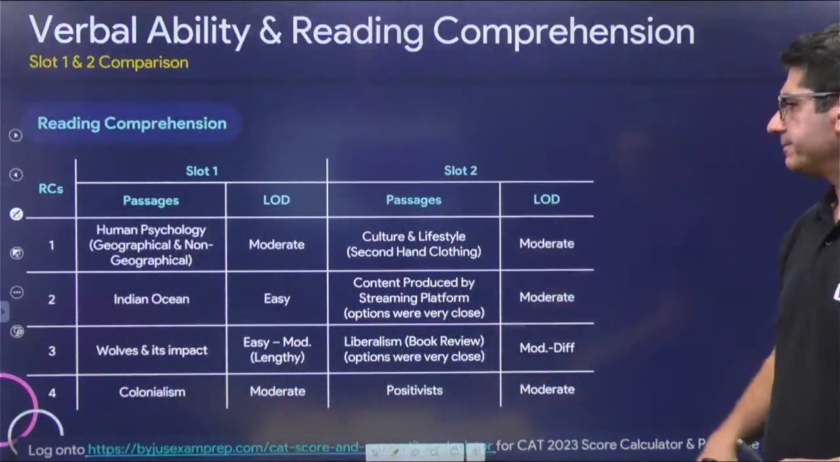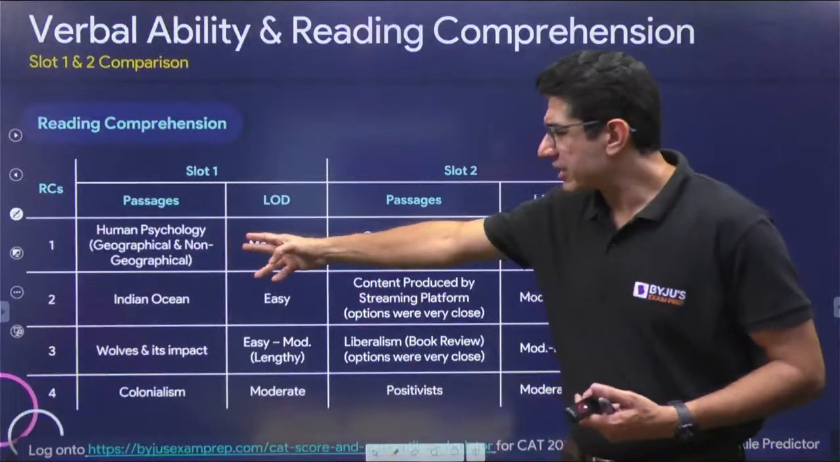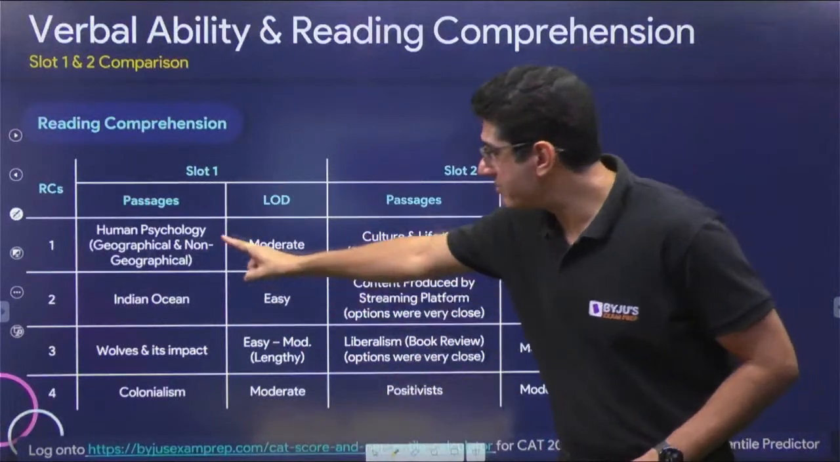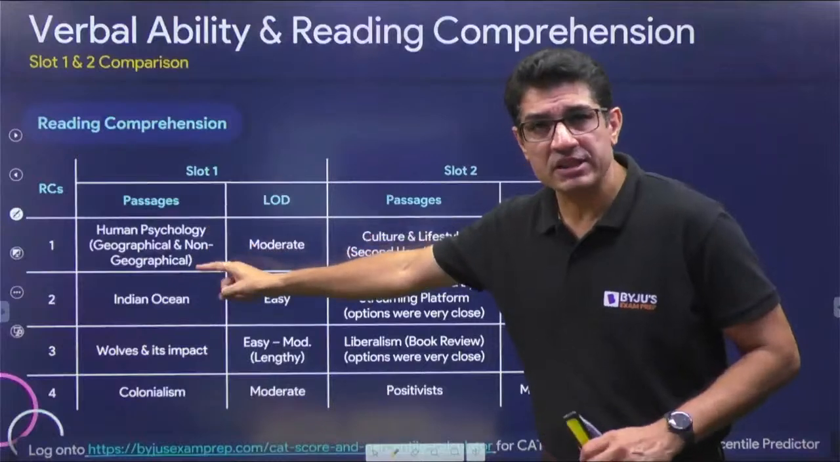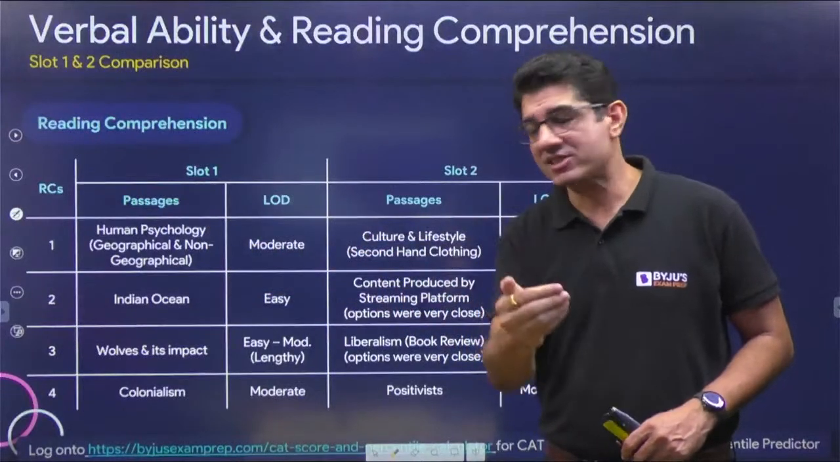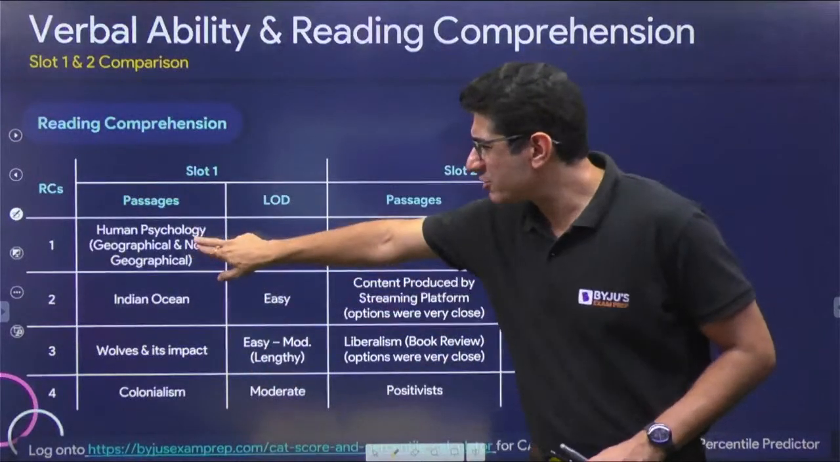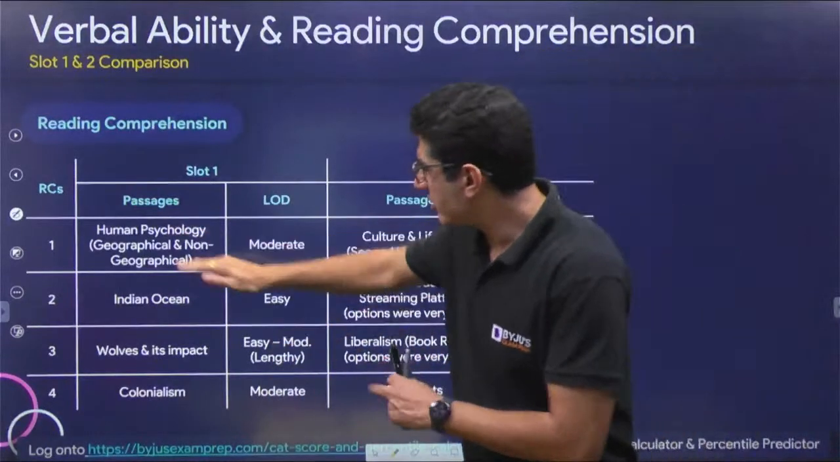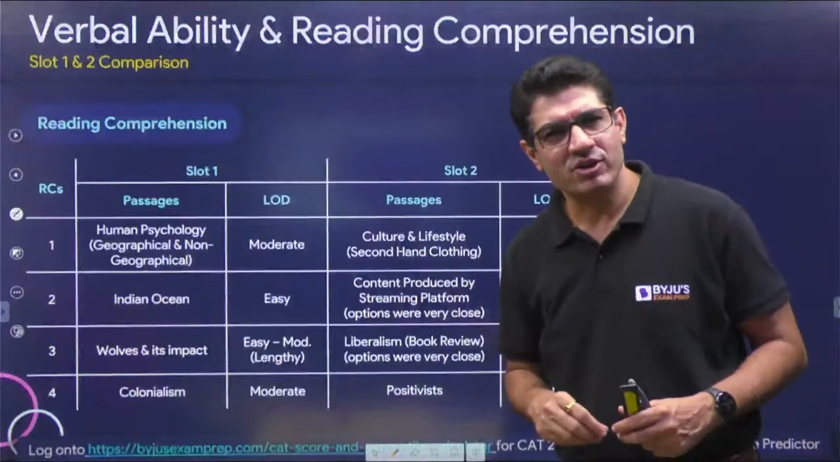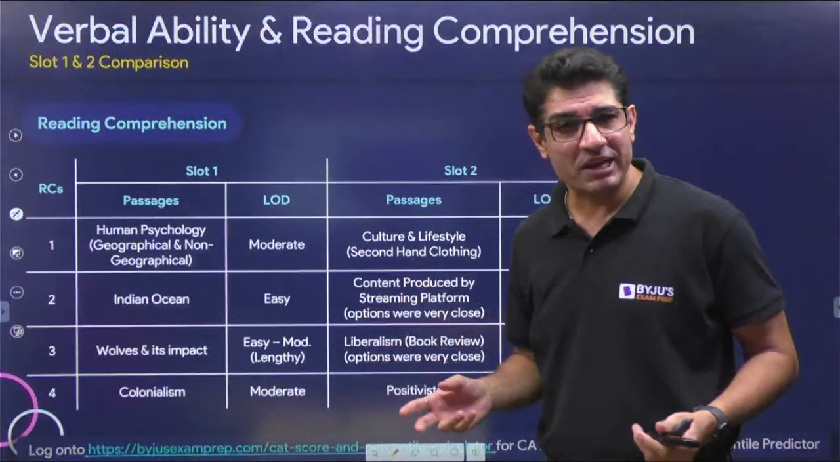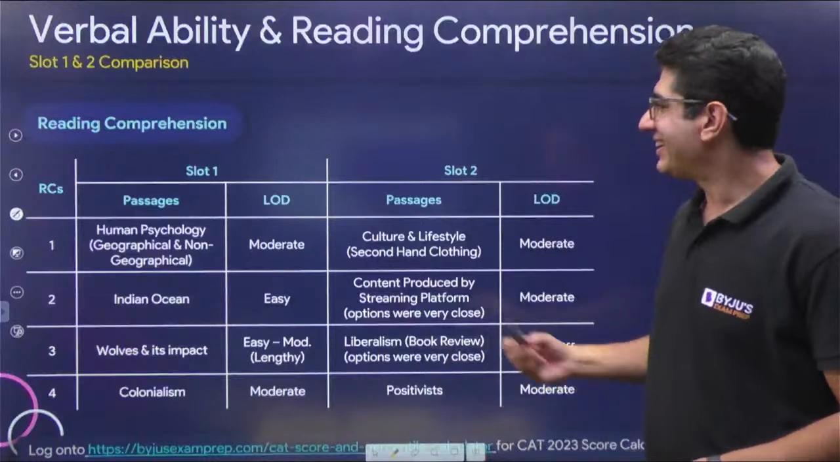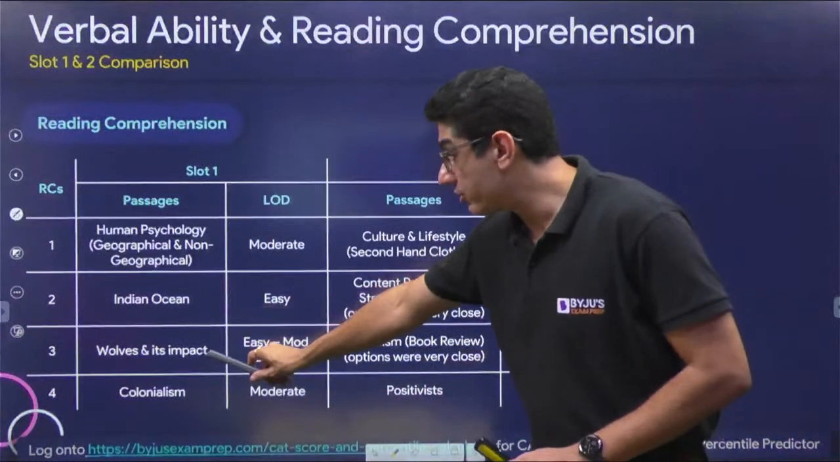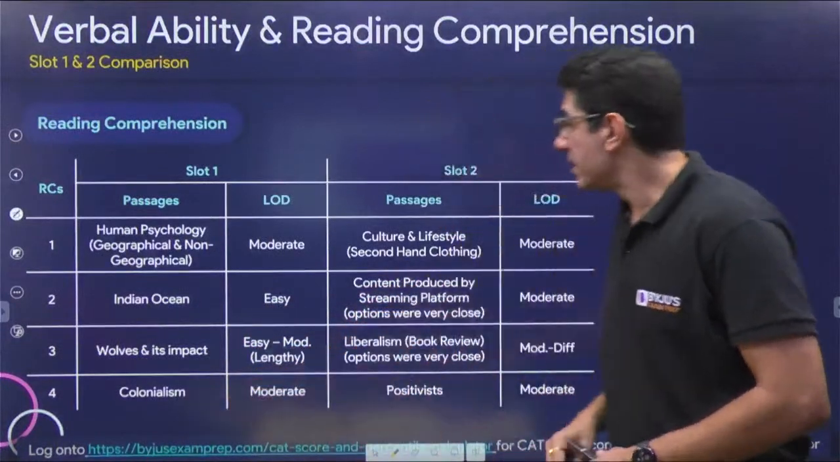So as you can see, there's a passage on human psychology. See, I did not write slot 1, but I find this a bit ambiguous. If anybody here has gone in for slot 1, can you just expand on the theme of this particular passage for me? On one hand it says psychology, and then it says geographical, non-geographical without using the word brain, and that stumps me. Then a passage on Indian Ocean, wolves and their impact, colonialism.